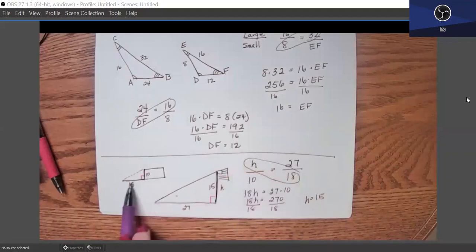This is 10 feet high, casting an 18-foot shadow. This flagpole is going to be 15 feet high, casting a 27-foot shadow.